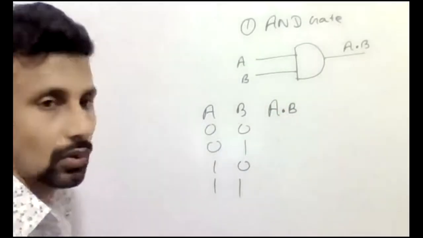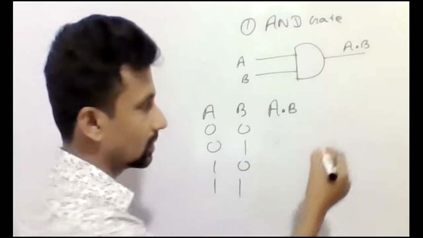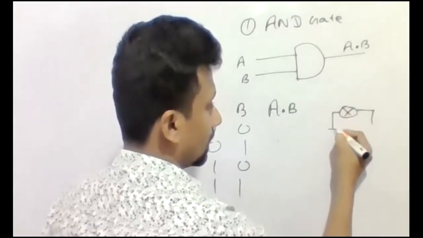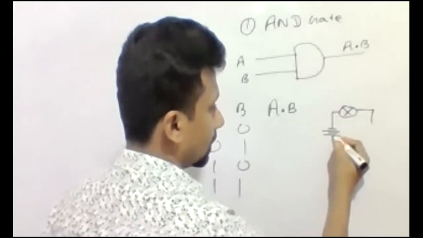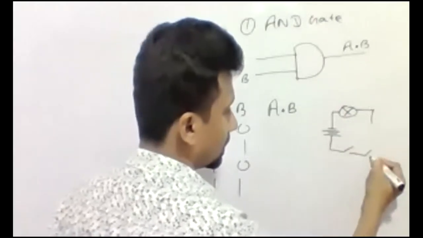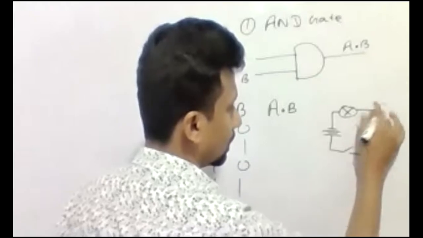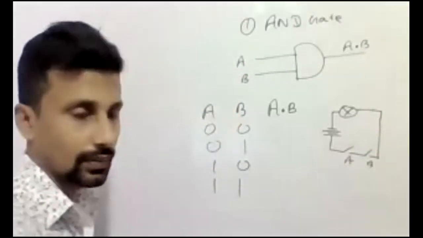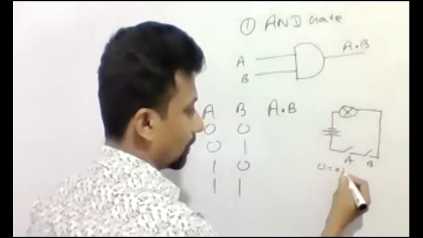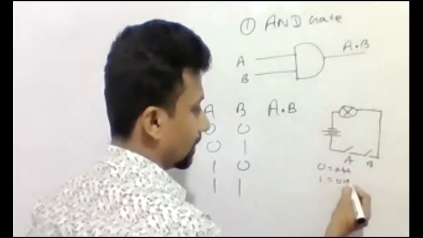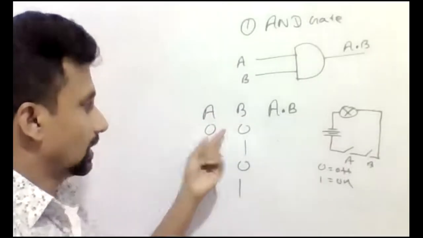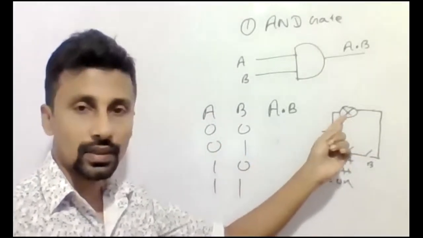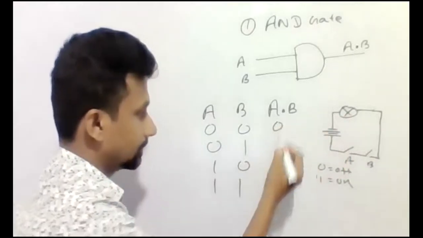I will draw a small circuit for this one. You have a bulb, then small batteries. Then you have 2 switches like this, right? You take A and B. So 0 means off, 1 means on, right? So 0 0 means both switches are off, so your bulb won't work. So you can put 0.